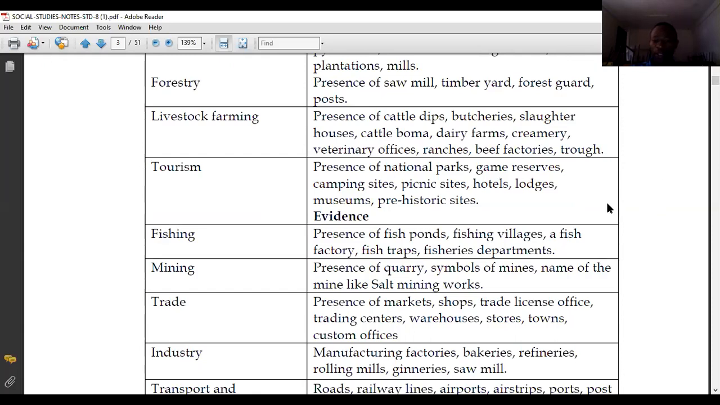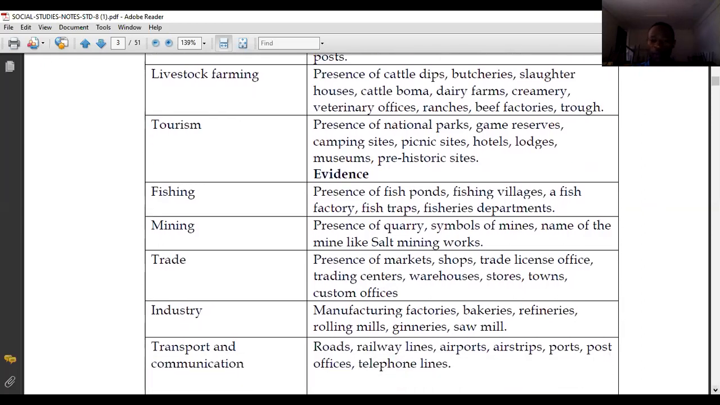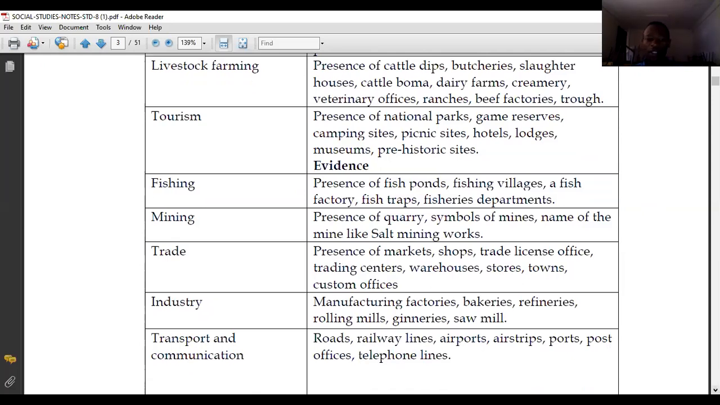When you see market, shop, it means that there's trading. When you see factories, it means that maybe there is some industry in the area. And then when you see roads, railway, airports, airstrip, it means that transport and communication also form part of the economic activity in that area.